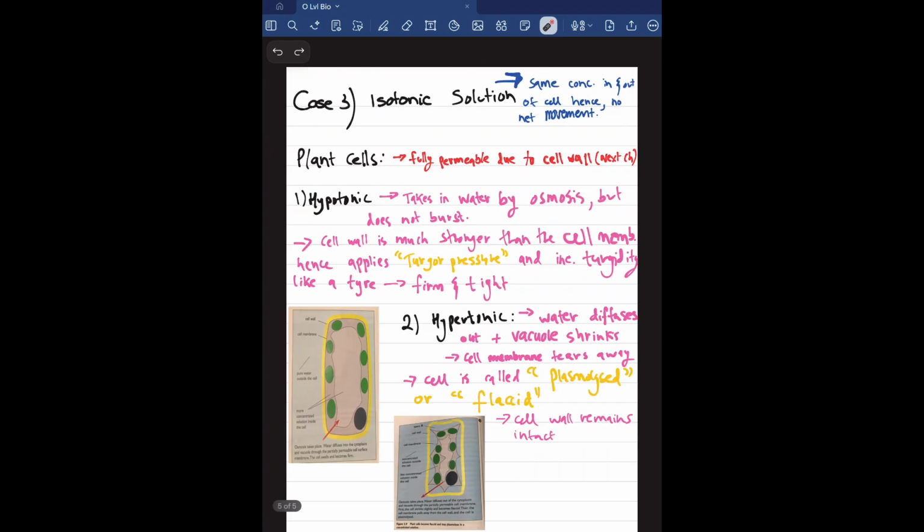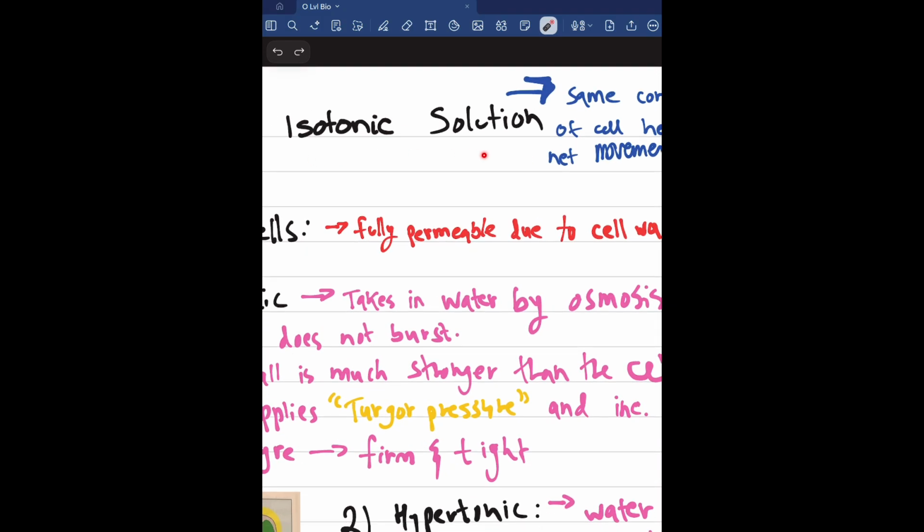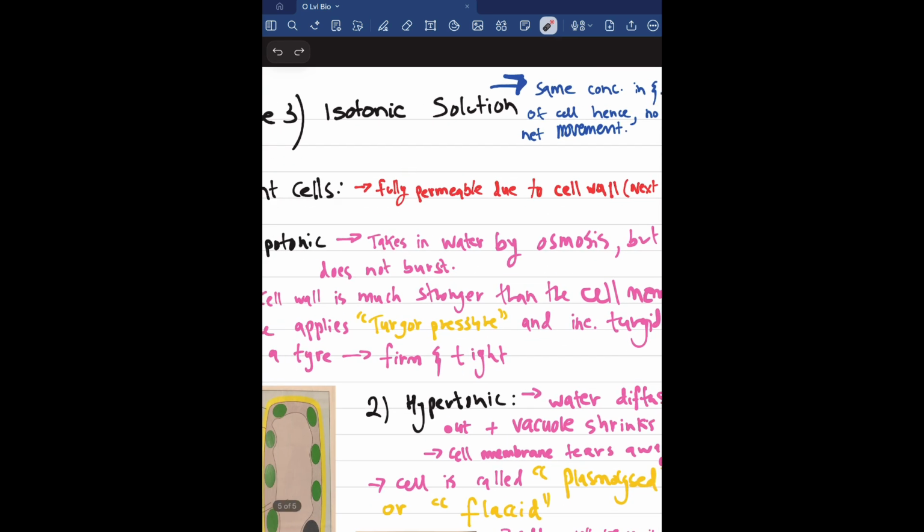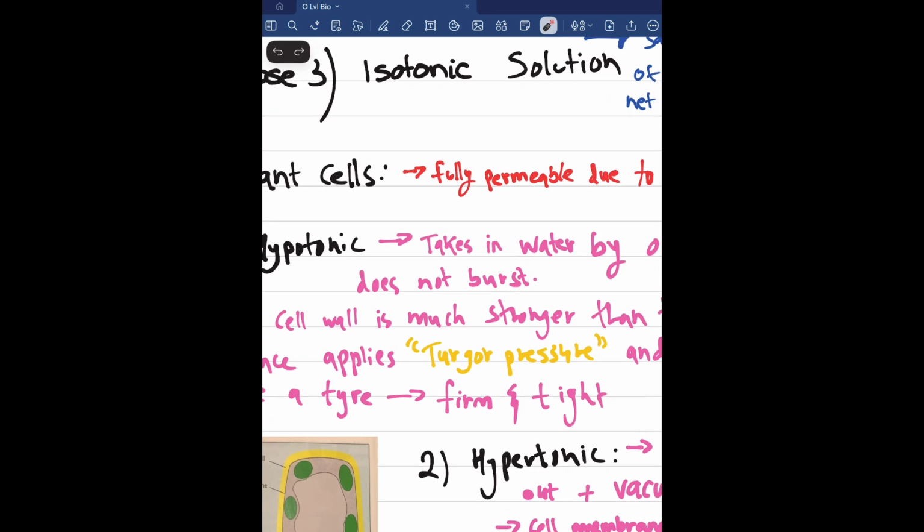Now there's another type of solution, called isotonic solution. Basically in an isotonic solution there's the same concentration in and out, and because we have the same concentration in and out of the cell, there is no net movement, hence there's no osmosis. Now we're done with animal cells, by the way.